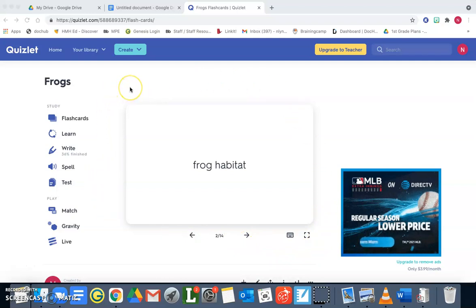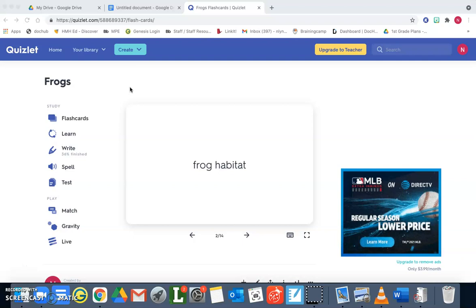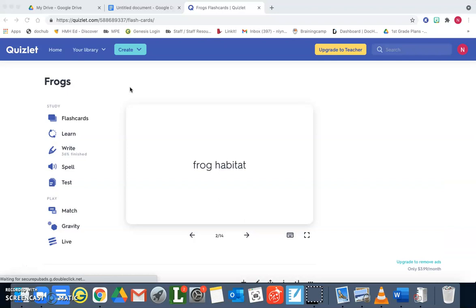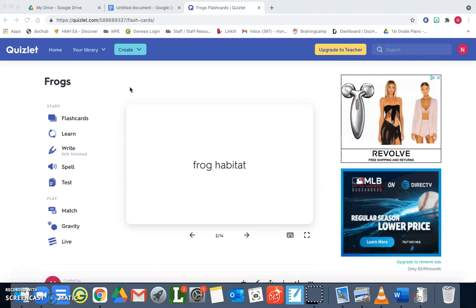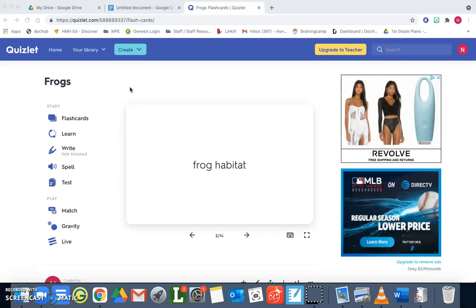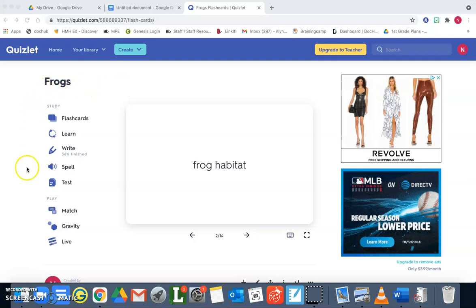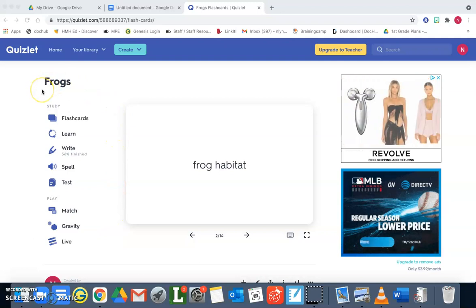Another way that it can be used is that students can make their own Quizlets. They could be given just a list of terms and they would be responsible to input the terms and input the definitions. So it would be more work on their part to complete the study guide on their own as another way of helping them to prepare for the test.